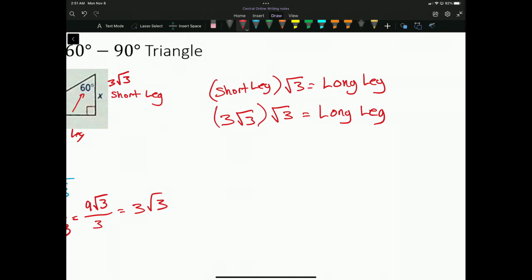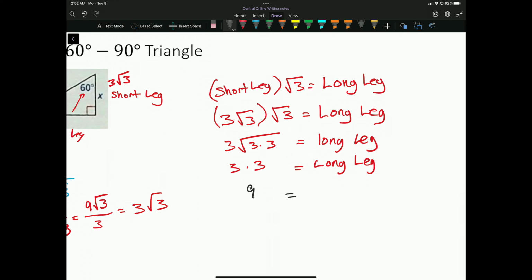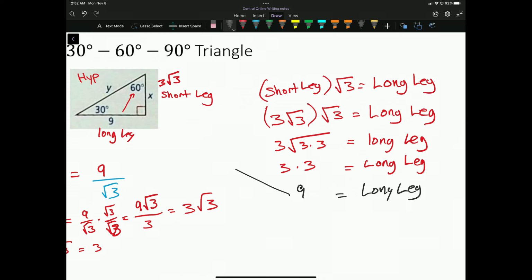Well, again, this is 3 times the square root of 3, right? So this is like saying, I can take that square root over everything, and we'll have 3 times 3 inside the square root, equals long leg. This is like saying the square root of 3 times 3 is the square root of 9. The square root of 9 is just 3. So 3 times 3 is 9. We were trying to just double check our work, right? And so we ended up with 9, so yes, this works.